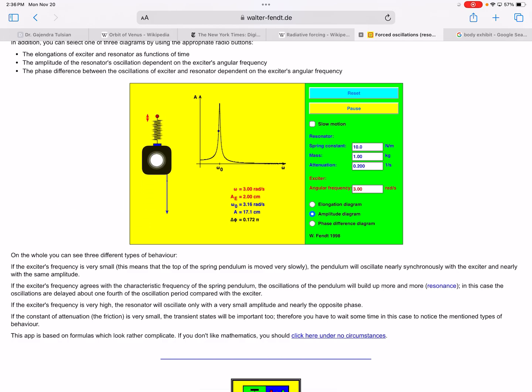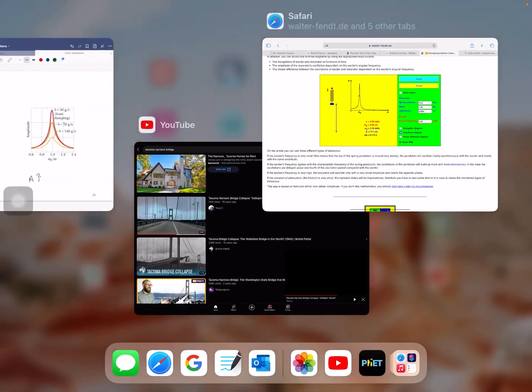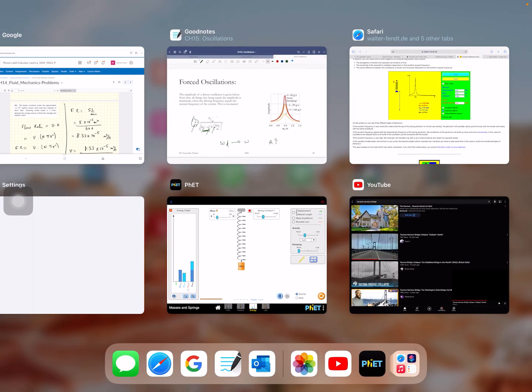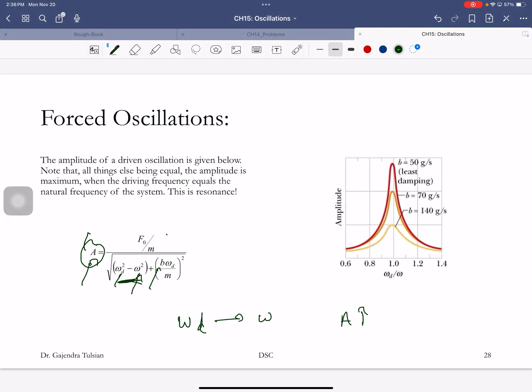A bridge oscillates at that frequency, of course it's going to break down. You don't want tall buildings crumbling like this. You don't want every bridge crumbling like that. So you have to put in the appropriate amount of damping. All right, so resonance can be a scary thing.